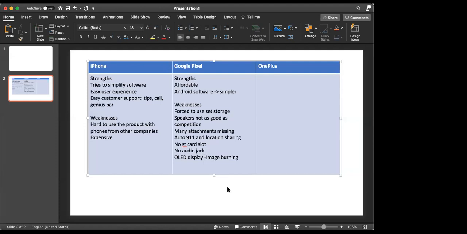Okay, good. You guys clearly thought about this a lot. The Apple people did too, but this is great. Okay. Okay. The OnePlus.